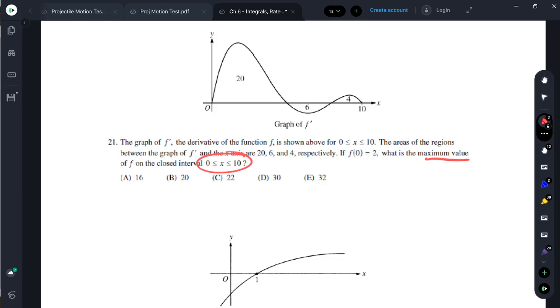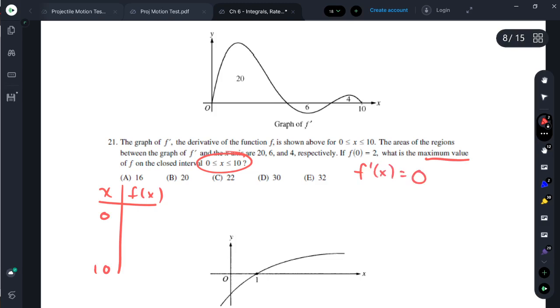that table, that chart. So you're always going to do x and then f of x, and we're going to include 0 and 10, and then any critical points. Well, the critical points we get from f prime of x being equal to 0. I don't know what the numbers are, but I know it happens here and here. So I'm going to call this A, and this B. And they told us that f of 0 was equal to 2.